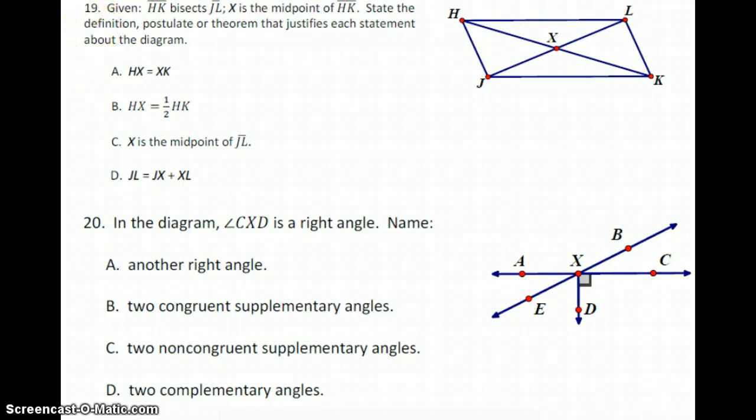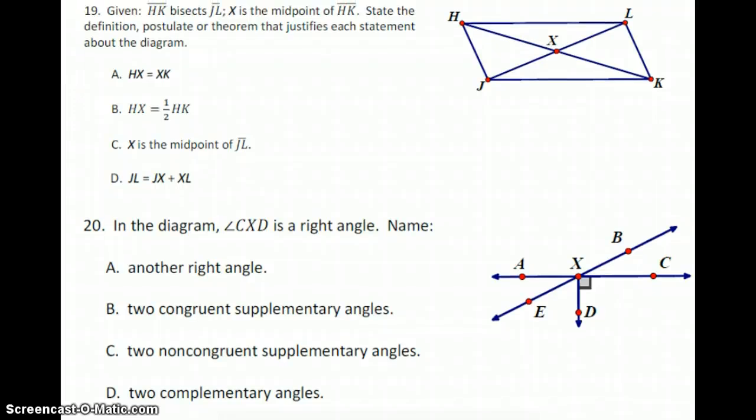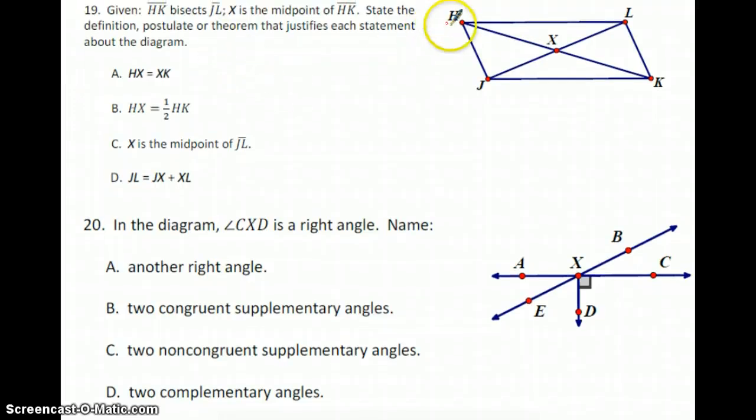All right, given that, let me move this down just a little more for you. If HK, oh yeah, this one they call a bisector of the other segment, but on this segment they actually say that's a midpoint. So we actually know it's the midpoint of both sides, but it comes in two different flavors. One here, I'm saying HK is a bisector of JL, which sort of makes X a midpoint, but that's not how they say it. The other one, they say X is actually the midpoint of HK.